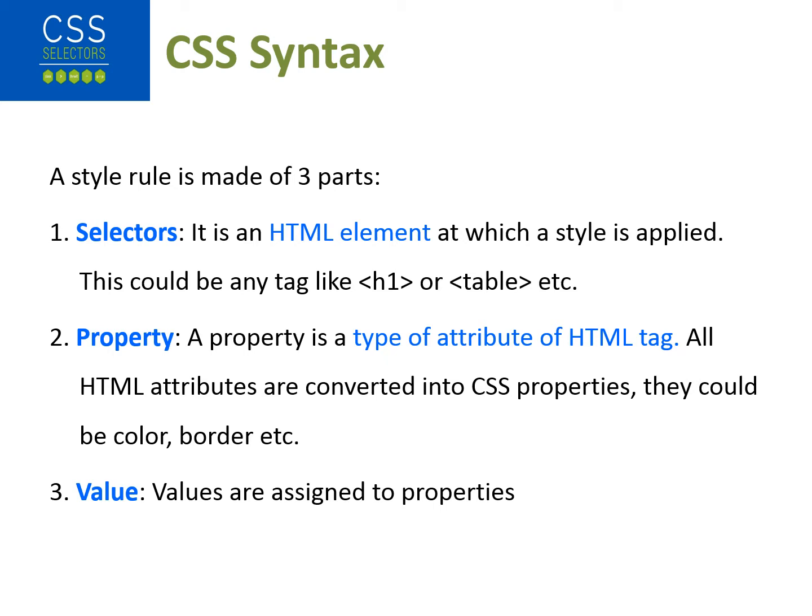Property means an attribute of an HTML tag. All HTML attributes are converted into CSS properties. They could be color, border, width, height, etc. Values are assigned to properties. That is, value is the data related to the property. So in this session, we are going to discuss the different types of selectors. Selector means the HTML tag at which the style should be defined.